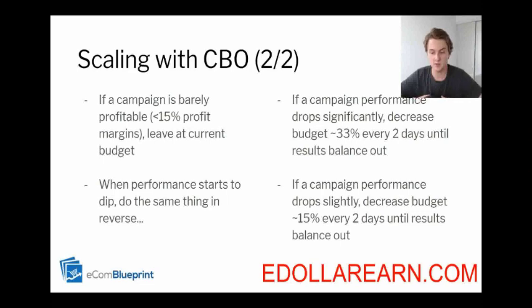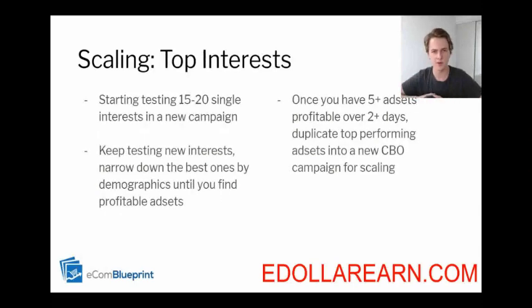And if a campaign performance drops just a little bit, I'll decrease the budget by about 15% every 2 days. These percentages that I'm telling you, you want to take with a grain of salt. It's not like an exact magic number that's going to get you good results. This is just what I've been doing and getting good results with. So that's the general idea of how you scale with CBO and then decrease the budget once the results start declining.